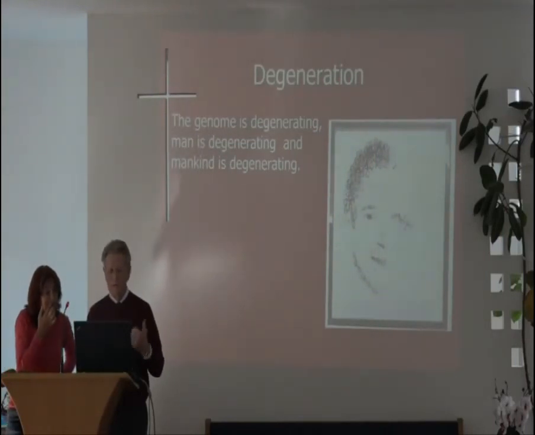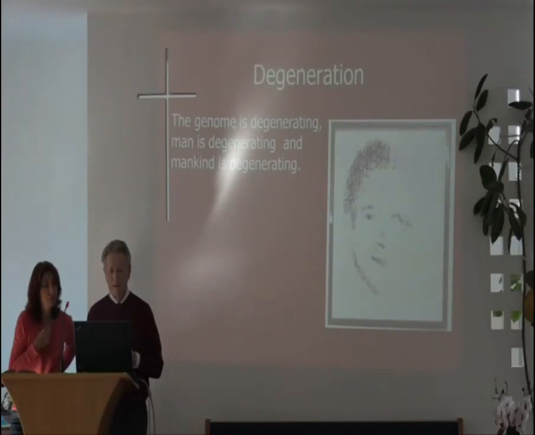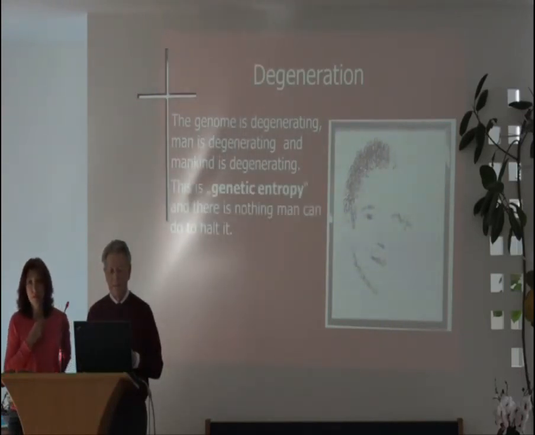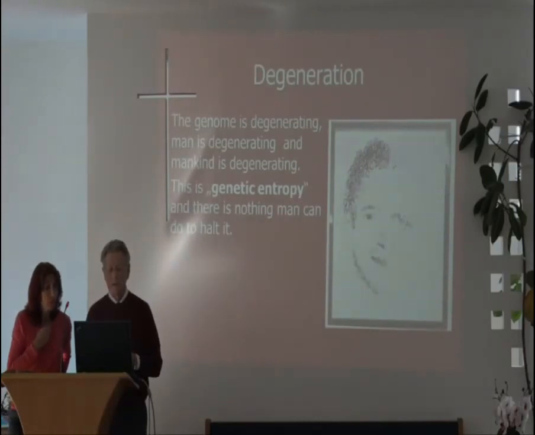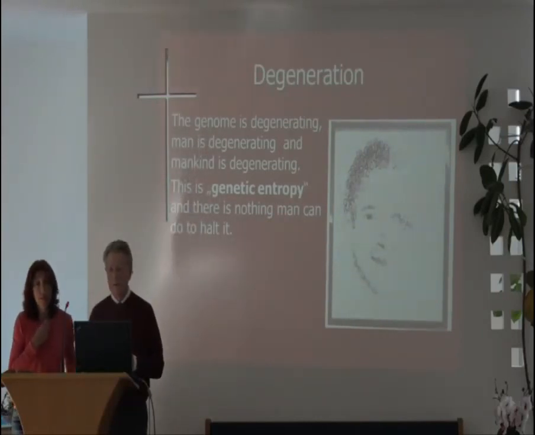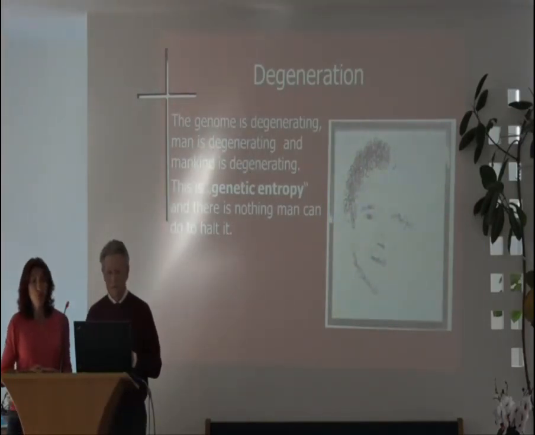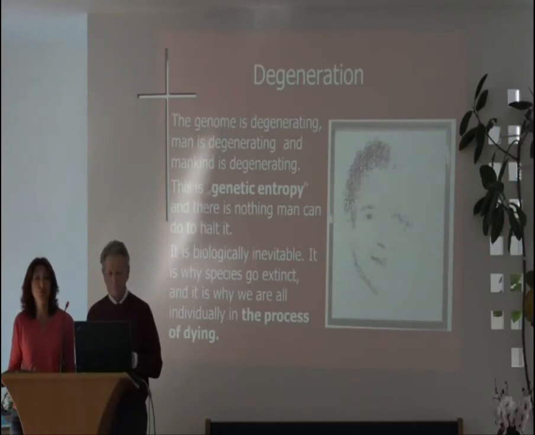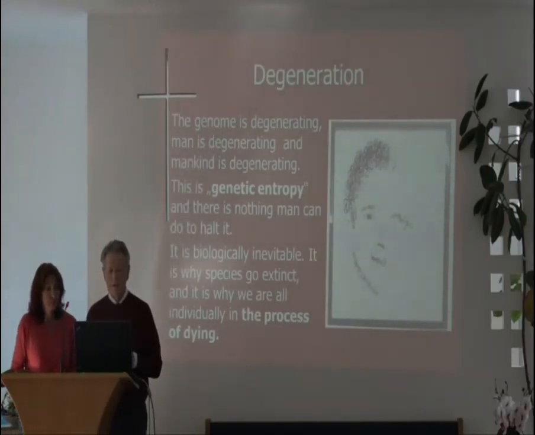So the genome is degenerating, man is degenerating, and mankind is degenerating. And this is genetic entropy. There is nothing we can do to stop this. It is biologically inevitable. So you can't avoid it.